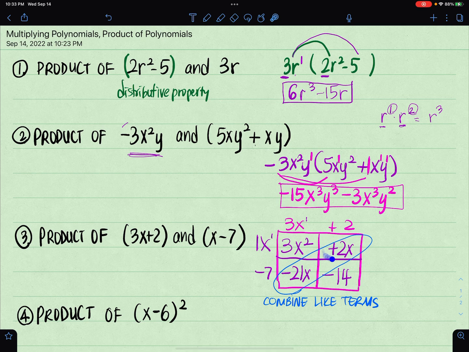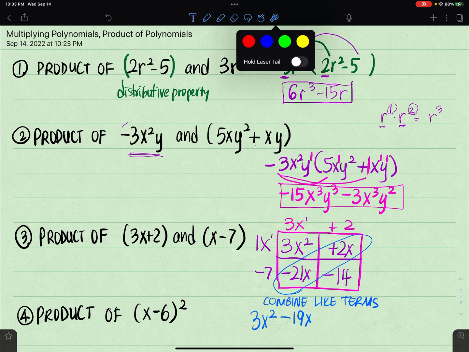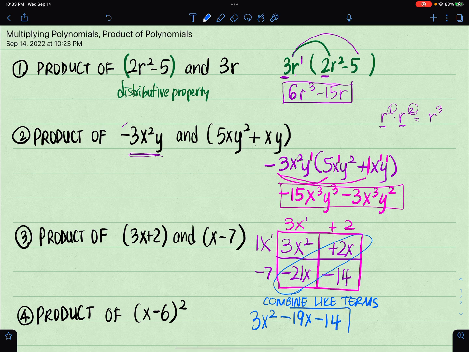So we have positive 2x plus a negative 21x, which gives us negative 19x. Then I'm going to write the first term, because that's the one with the highest degree. And then I'm going to write the last term, since that's the lowest degree. And so the product of 3x plus 2 and x minus 7 is 3x squared minus 19x minus 14.